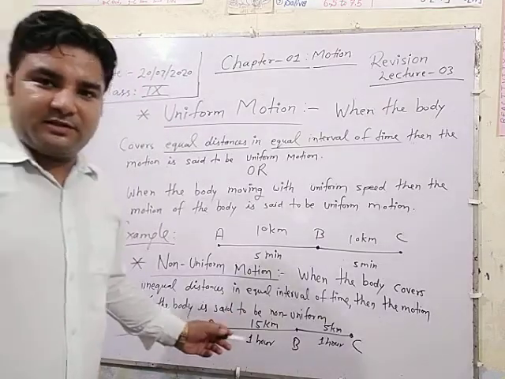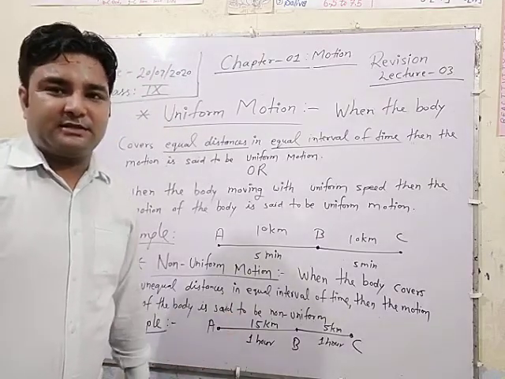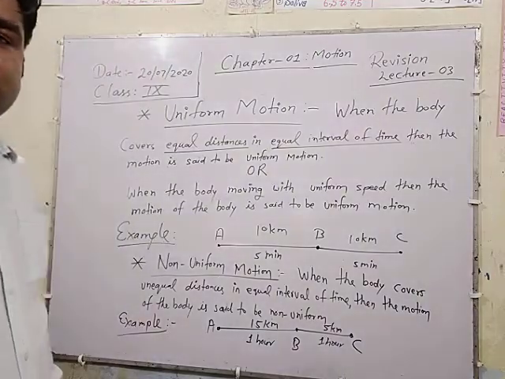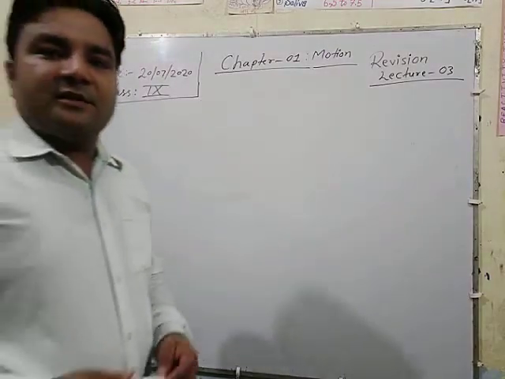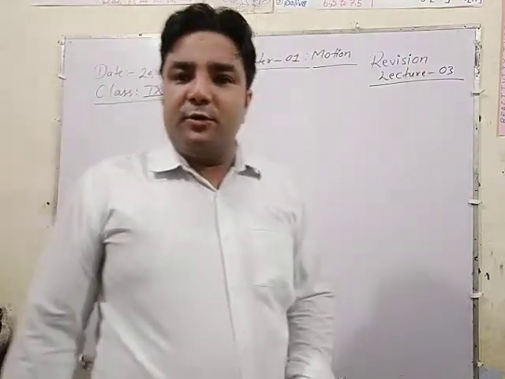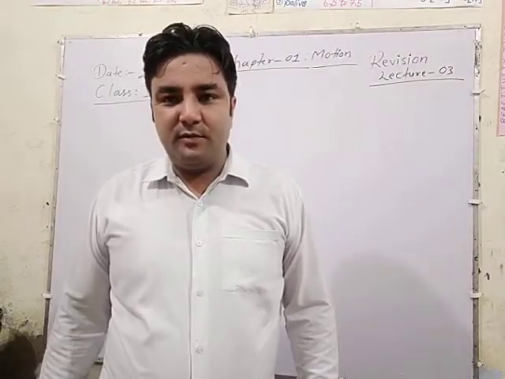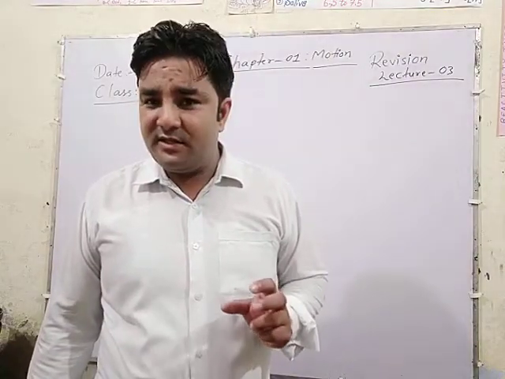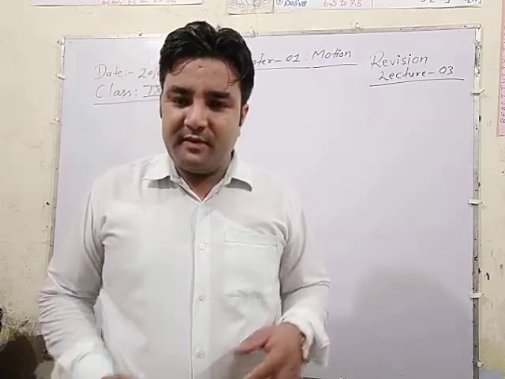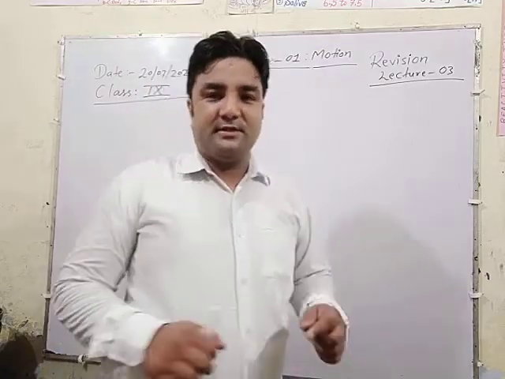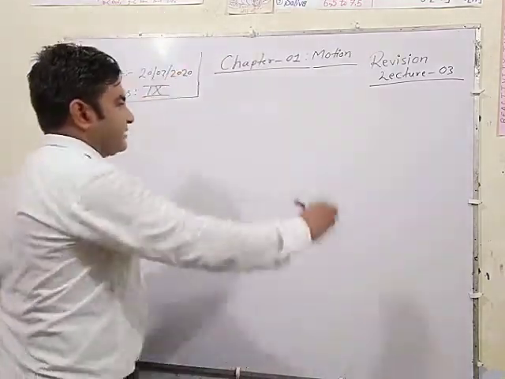Just note down. After this we will discuss the graph concept. After the definition of uniform and non-uniform motion, the most important concept of this chapter, that is the distance-time graph and speed-time graph. Just see what is the concept of distance-time graph and speed-time graph.